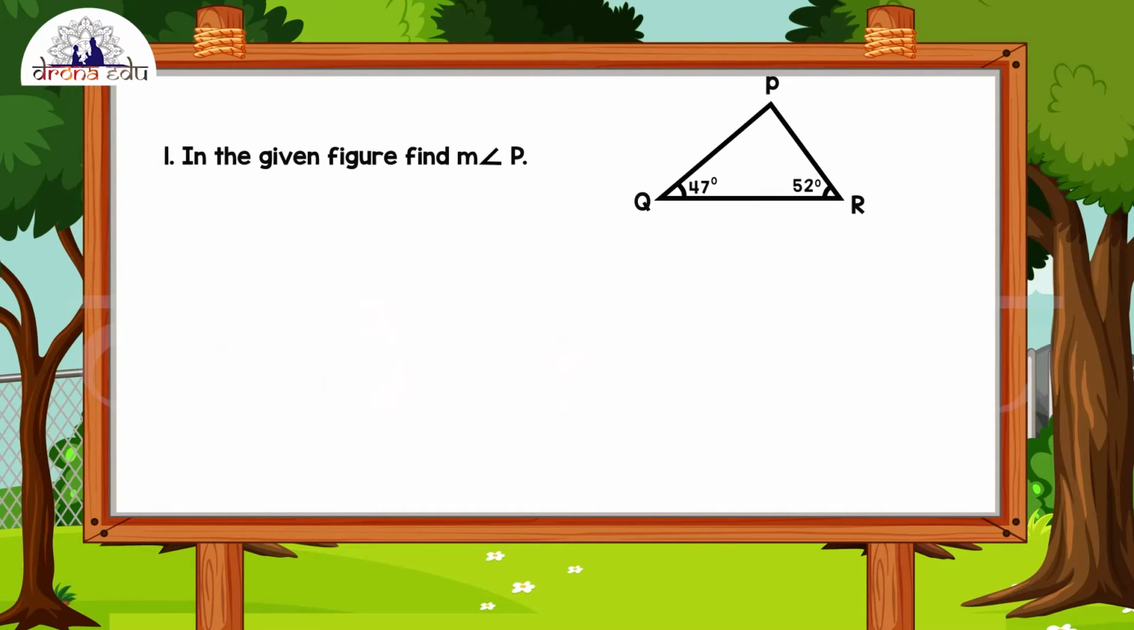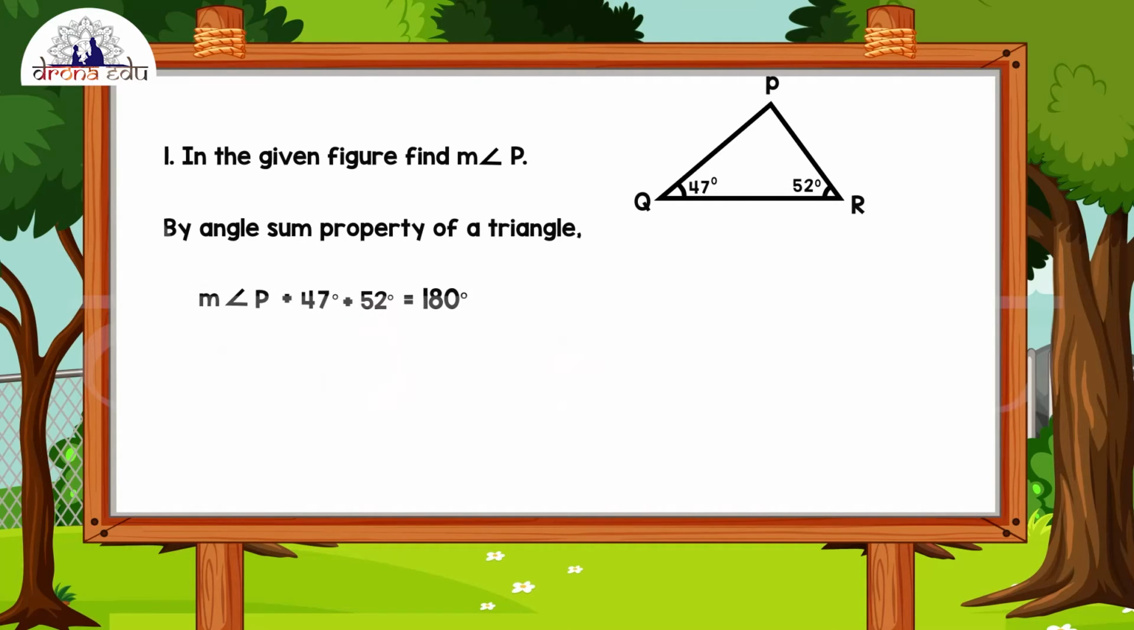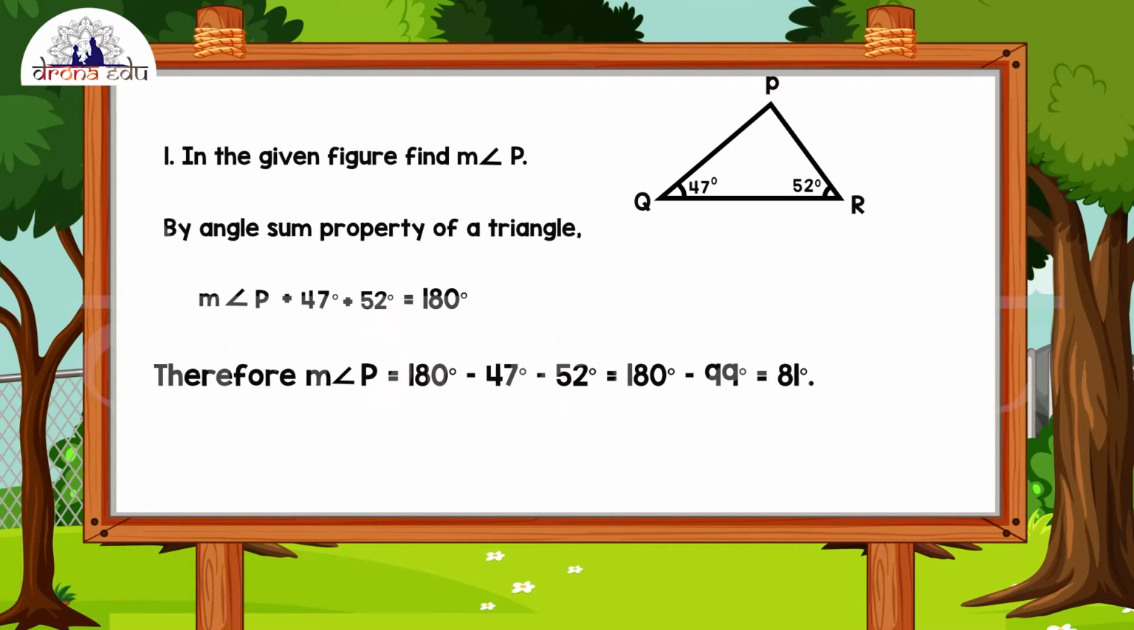From this given figure, we need to find the measurement of angle P, using the angle sum property of a triangle. We all know the sum of the three angles will be equal to 180 degrees. So I can take the measurement of angle P plus 47 degrees plus 52 degrees is equal to 180 degrees. Therefore, angle P is equal to 180 degrees minus 47 minus 52, that is 180 minus 99, which is equal to 81 degrees. Likewise, we can solve the problem.